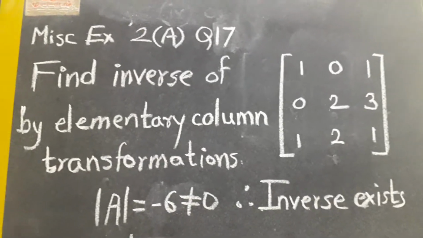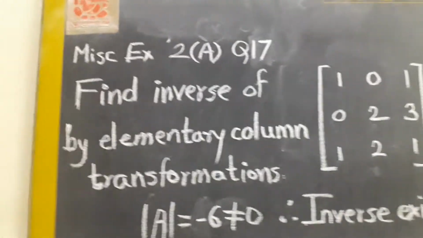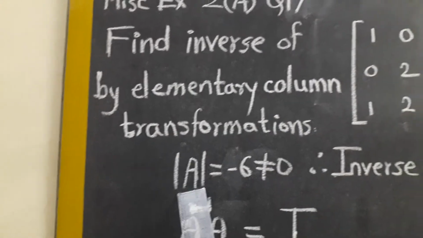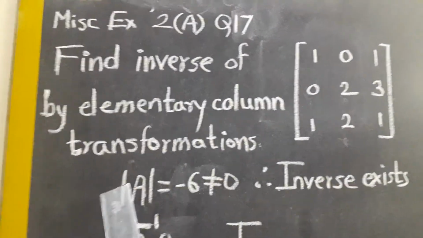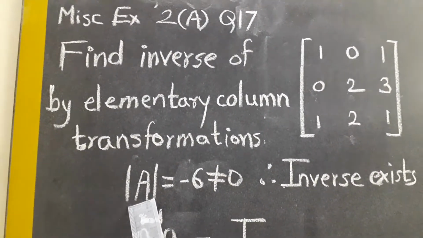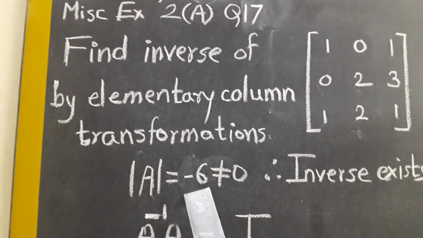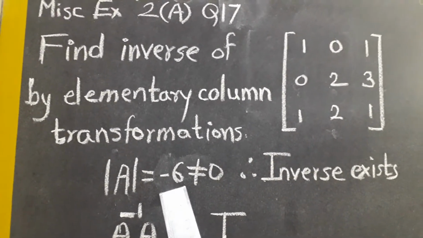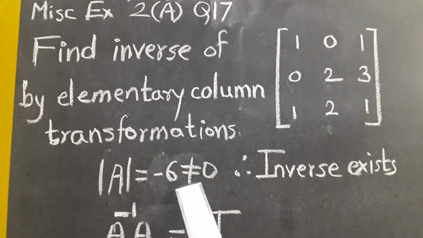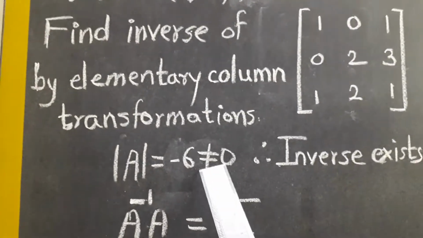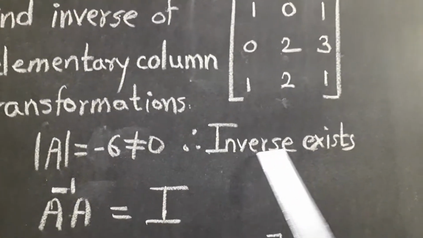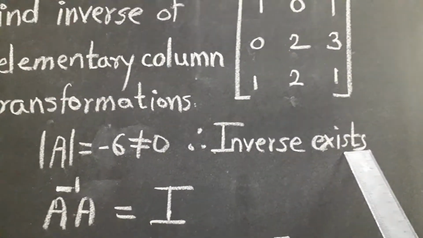Now to find out the inverse, first step is to check the determinant of the given matrix. The determinant of the given matrix is nothing but -6, which we are getting. You can check it over, which is not equal to 0. Therefore, inverse of the matrix exists.